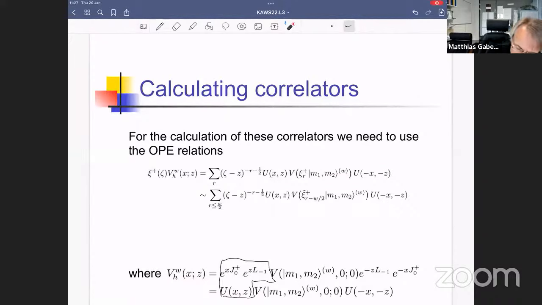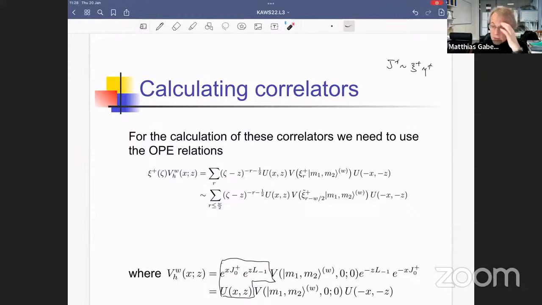And now the xi plus modes, in fact, essentially commute with the U. The only thing they do is the z piece is responsible for this becoming a pole in zeta minus z rather than a pole in zeta. So this will go like zeta minus z to the minus r minus a half, like a usual mode expansion of a spin-half field. And then you have the xi plus r mode acting on the state. But it doesn't care about the e to the x j plus mode, because j plus is proportional to xi plus and eta plus, and xi plus commutes with both xi plus and eta plus. So when you bring this symplectic boson close to this vertex operator, the mode directly acts on the state, and the effect of this factor is just to move zeta to zeta minus z.